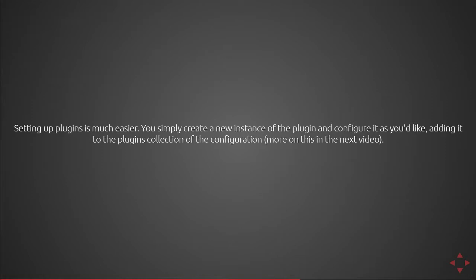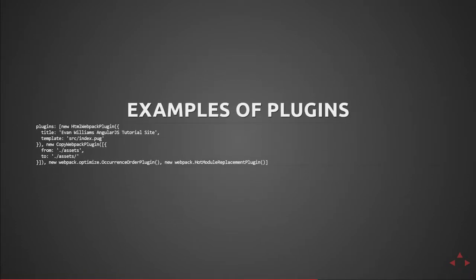We'll cover more of the configuration file and how it's used in the next video. A few examples of plugins are as follows. You can see that I declared a new HTML Webpack plugin, which generates an index.html page from my index.pug page. In addition, I also copy over my assets from one directory into my distribution directory. Next, I use a set of built-in Webpack plugins that are used to enhance the build process by optimizing the way it's loaded as well as how it interacts with my development server.